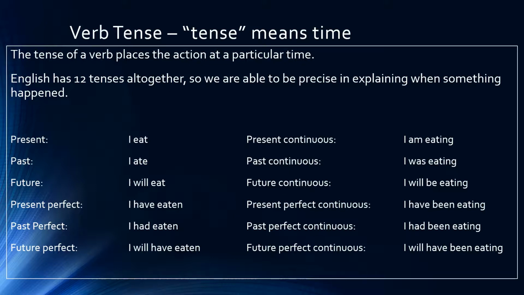Present continuous is I am eating. Past continuous, I was eating. Future continuous, I will be eating. Present perfect continuous, I have been eating. Past perfect continuous is I had been eating, and future perfect continuous is I will have been eating.